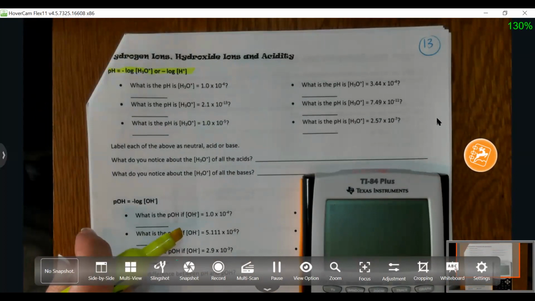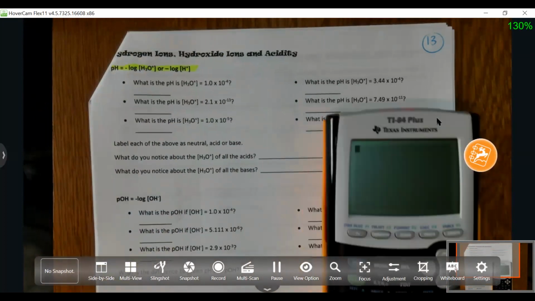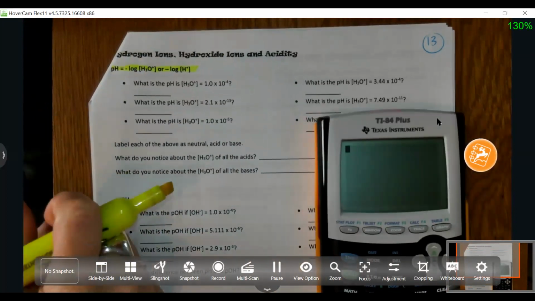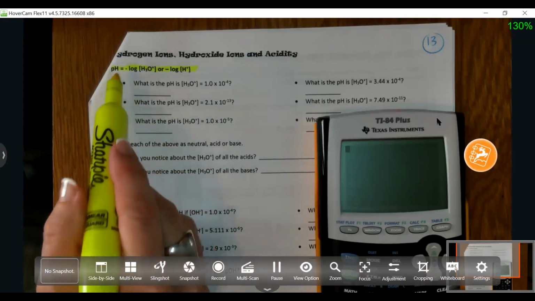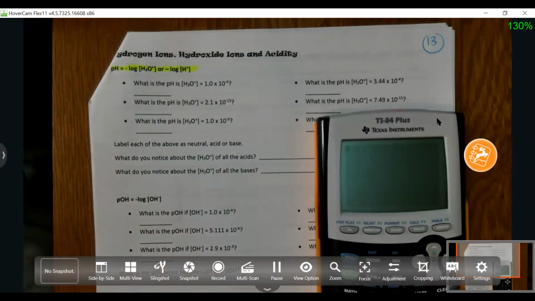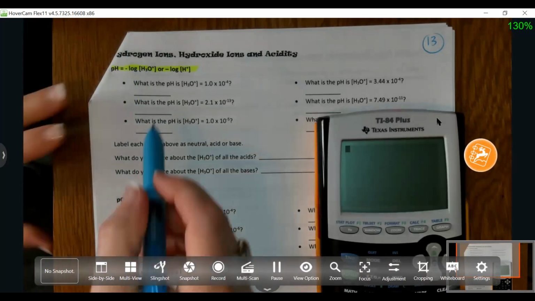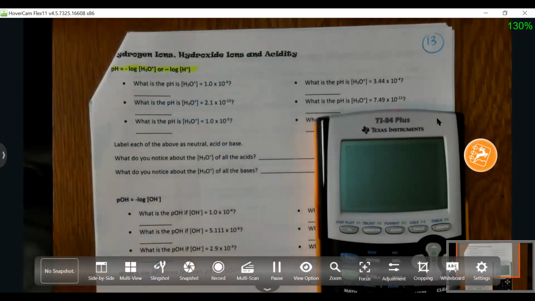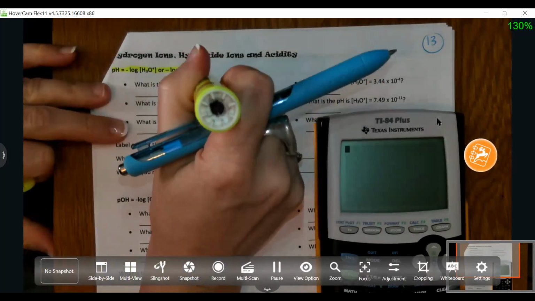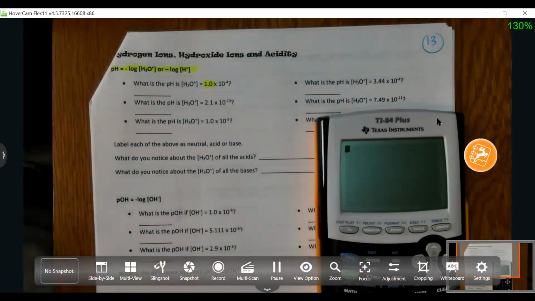Okay, so we're going to be using a negative log to go from our hydrogen ions to our pH. Remember, the concentration of the solution is going to be equal to the concentration of the hydrogen ions. So here we're trying to find the pH, and here's our hydrogen ion concentration. Now we have 2 sig figs here. That's going to become important in our answer.